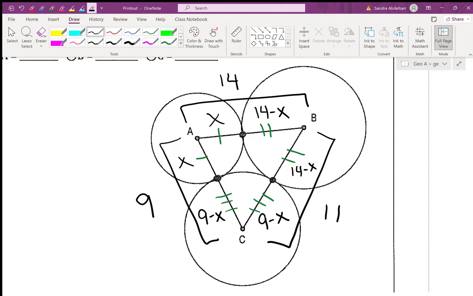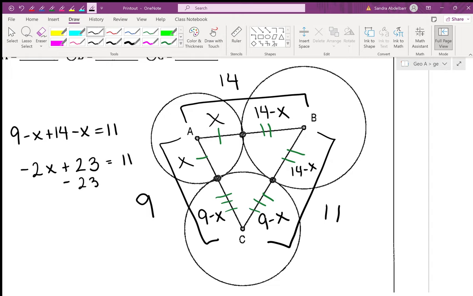Similar to the other triangle walk around, this is still a triangle walk around because we have the triangle shape. You go to the side that won't cancel. Which side will not cancel the X's? James? BC. So that's where we make our equation. So we're going to say 9 minus X plus 14 minus X equals 11. So we have negative 2X plus 23 equals 11.